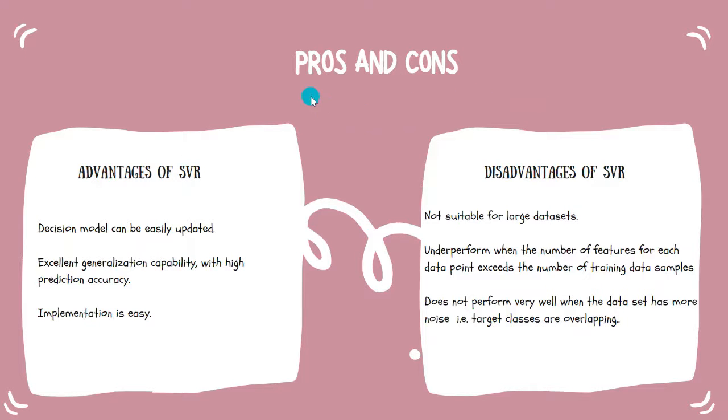So let's discuss the pros and cons. The advantages of SVR are that the decision model can be easily updated, it has excellent generalization capability with high prediction accuracy, and it can be implemented easily. While the disadvantages of SVR are that it is not suitable for large datasets, it underperforms when the number of features for each data point exceeds the number of training data samples, and it also does not perform well when the dataset has more noise, that is, when the target classes are overlapping.